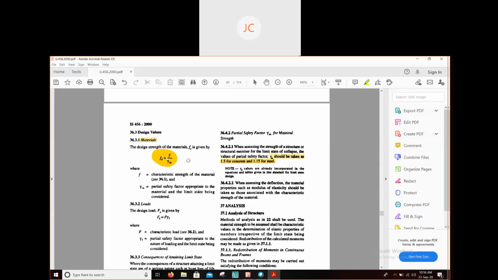These two values only we will use while designing any structure in the limit state method. From now on, for the remaining part of the syllabus, whenever you are considering the design strength, you will use 0.45 fck for concrete and 0.87 Fy for steel.